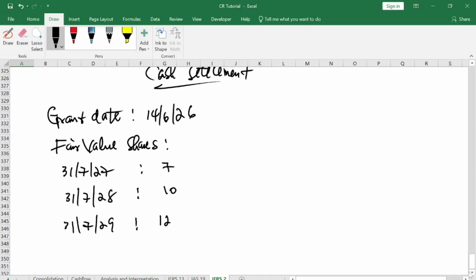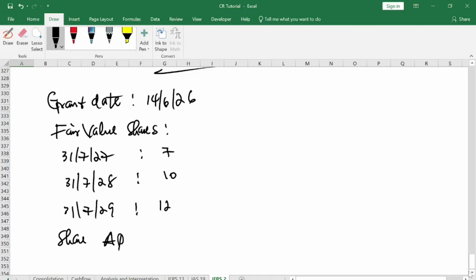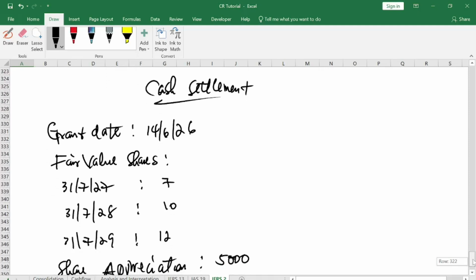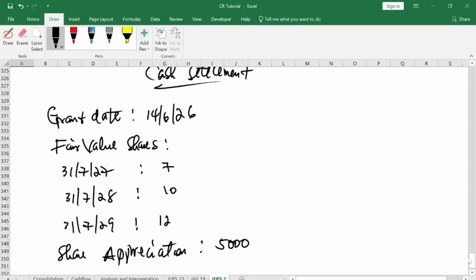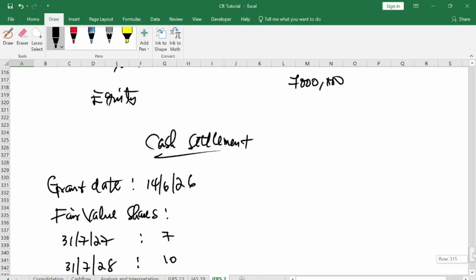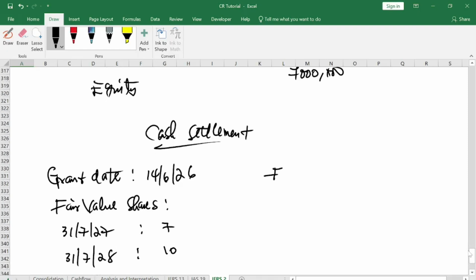So here they can give you the grant date, and then they will also give you what you call share appreciation. So if the share appreciation is 5,000 shares, right? Under cash settlement, whenever you see share appreciation, they are referring to cash settlement. But when you see share option, they are talking about equity shares or share option. So when you see share appreciation, it is in reference to cash settlement.